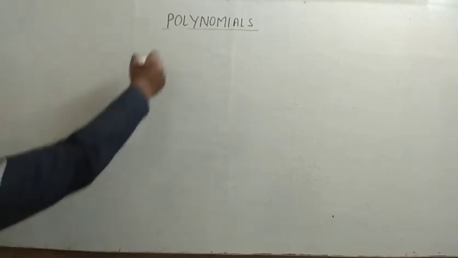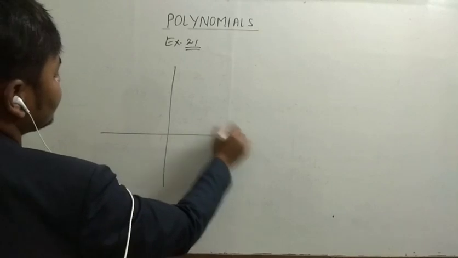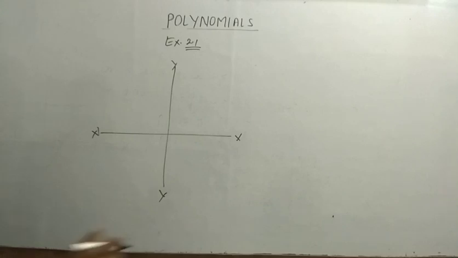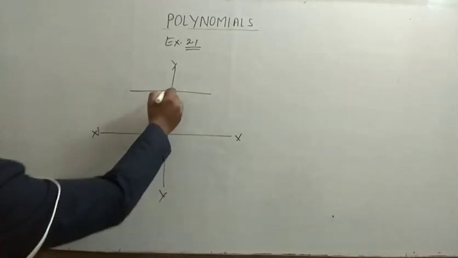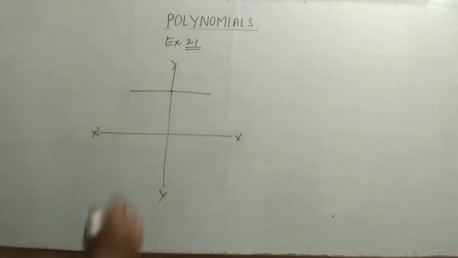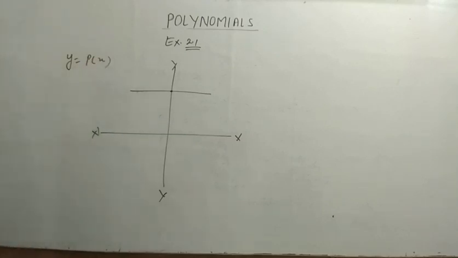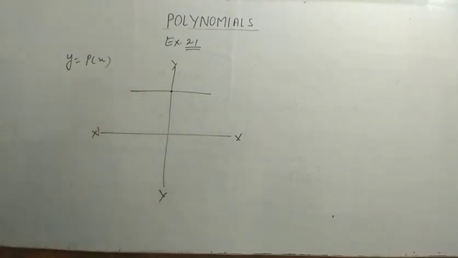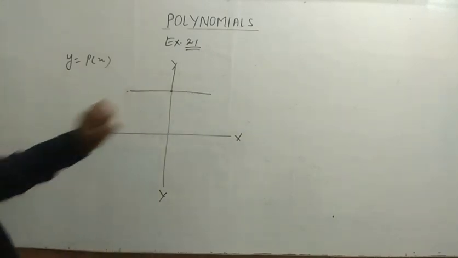So let's come to the further exercise. Exercise 2.1, where a figure is given. This is the x, y, x dash and y dash. There is a line given parallel to the x-axis. As I told you, if the function is y is equal to p(x), then y should be 0, then p(x) is equal to 0. So here there are no zeros because y is not 0. You will get some value. So basically there are no zeros.